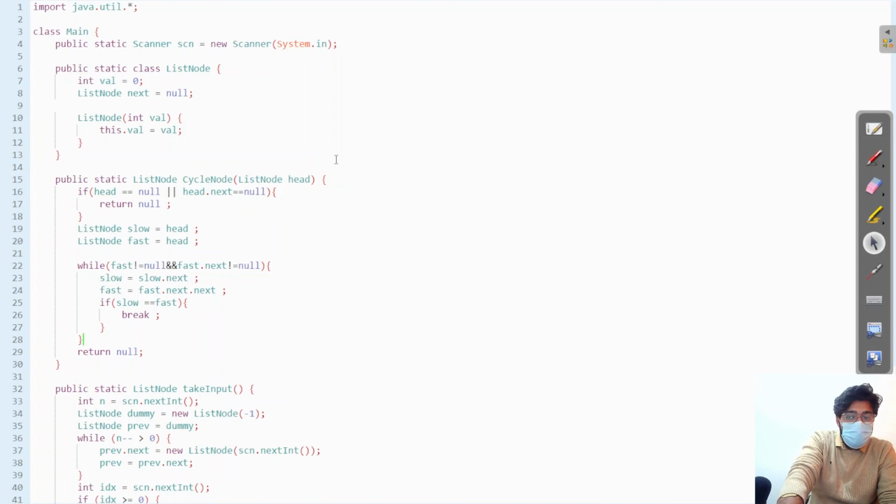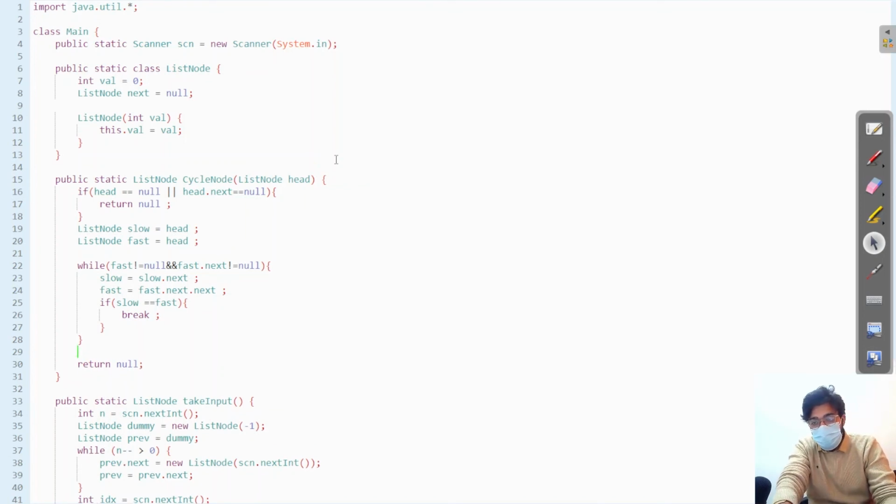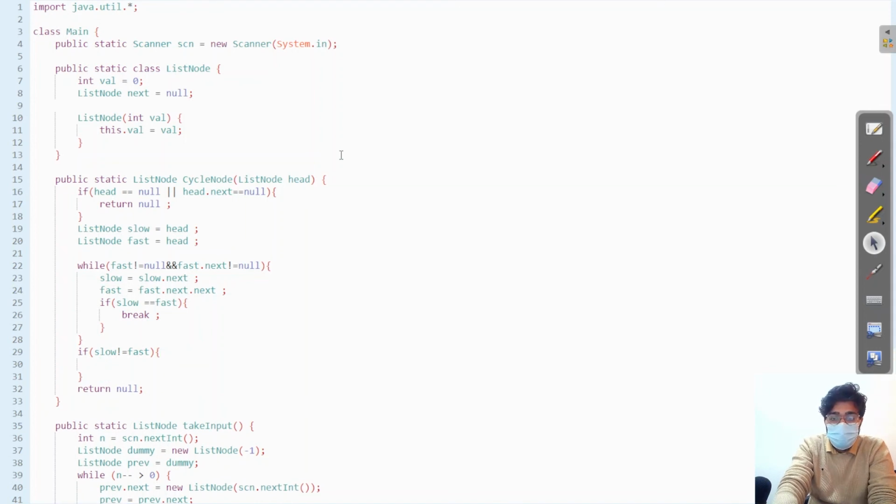So now, coming from the loop, there are two ways of breaking this loop. First is our fast gets to null and our linked list is exhausted, right? And the second is slow is equal to fast. So if slow is not equal to fast, that means our linked list was linear. So we will return null because there is no cycle.